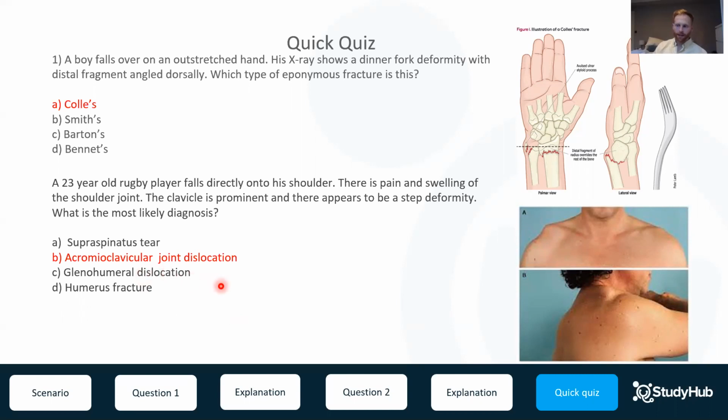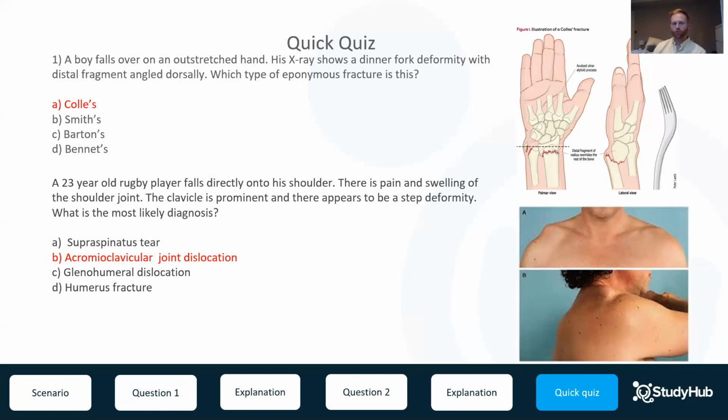So, supraspinatus tear. Does anybody know which movement of the arm would be difficult if you have a supraspinatus tear? Someone's quick on the draw. Yeah, I can see. Abduction. Yeah, so abduction, good. The supraspinatus does about the first 10 to 15 degrees of abduction of the shoulder, and then your deltoid takes over. So if you get a tear of your supraspinatus muscle, you'll find initiating abduction quite difficult.